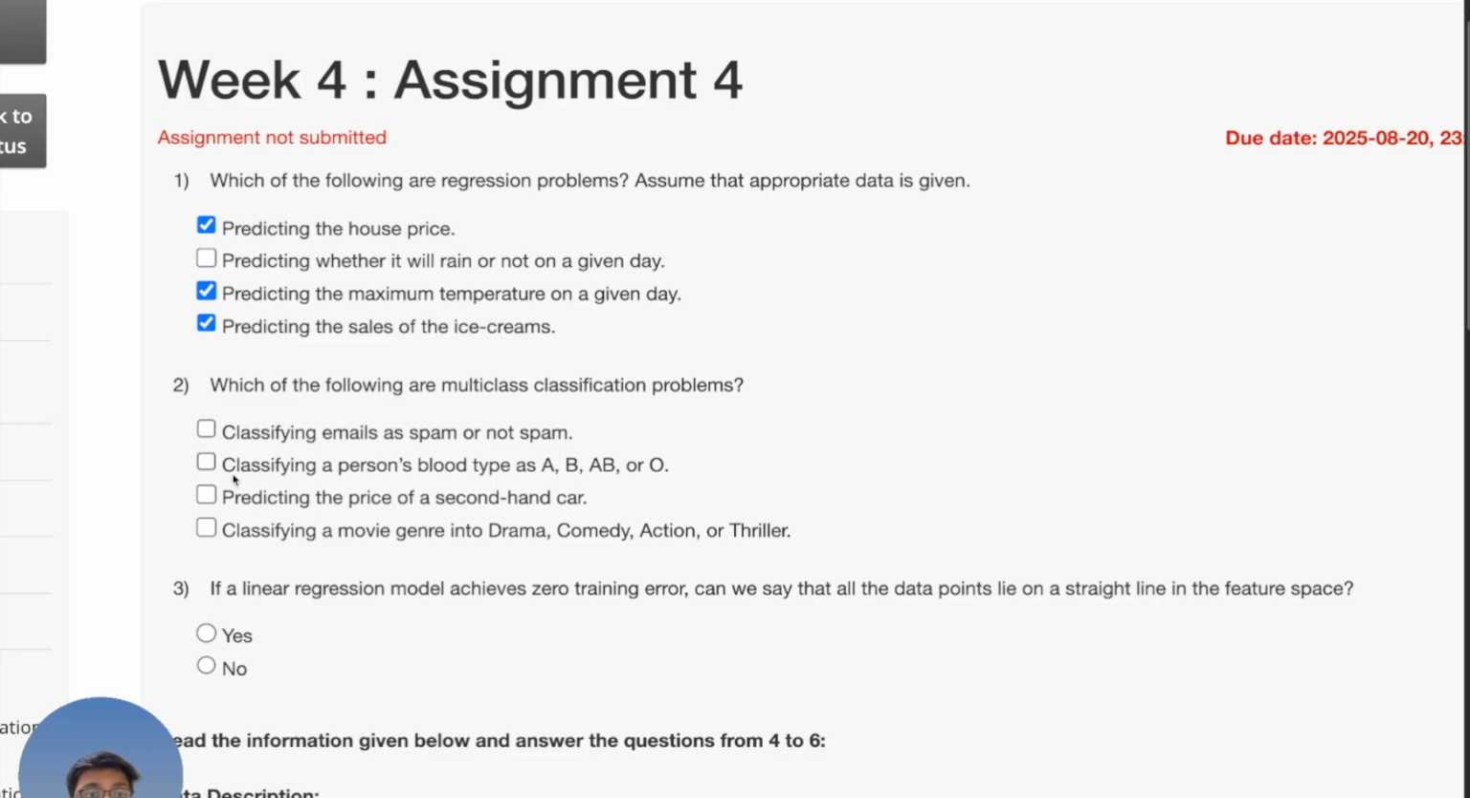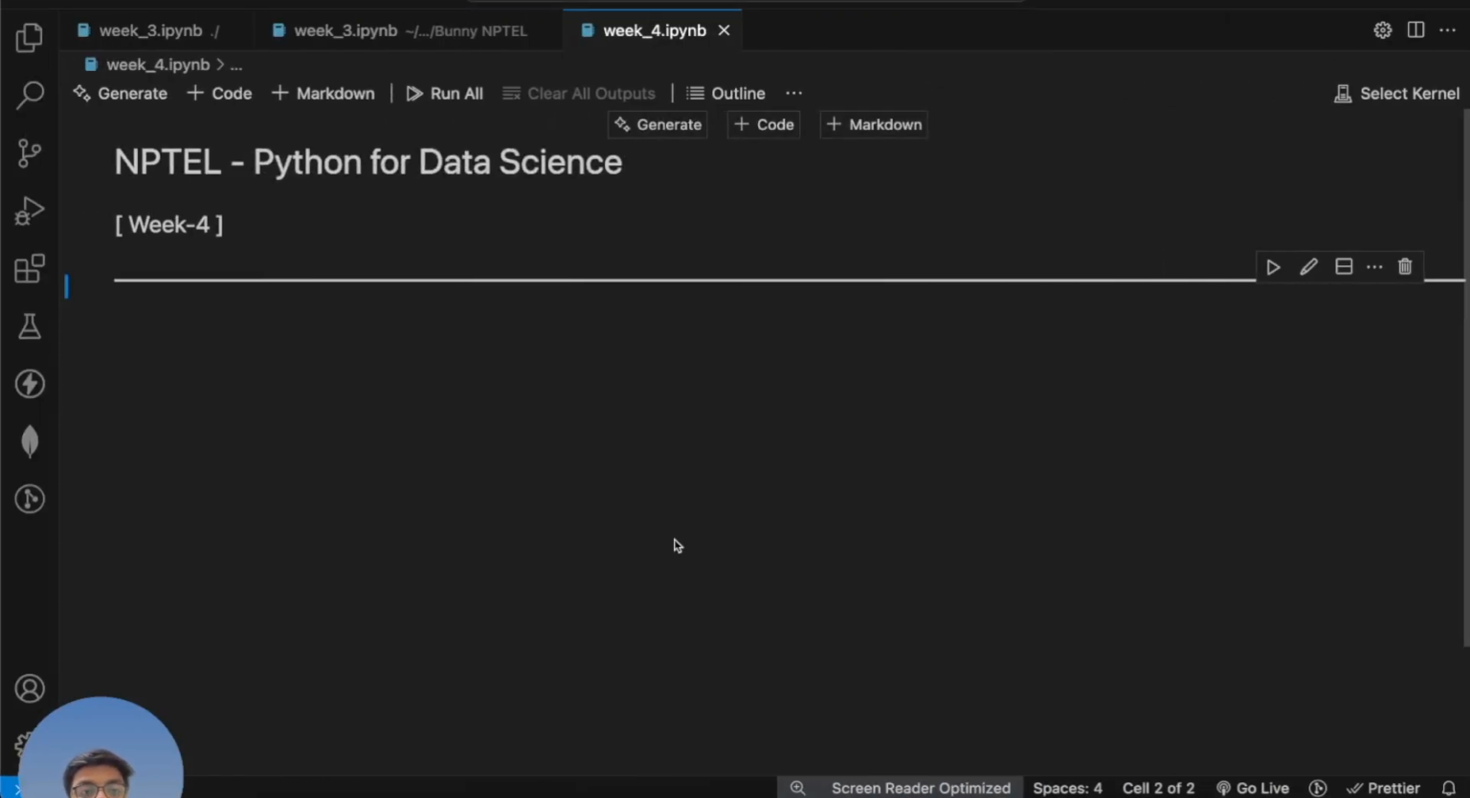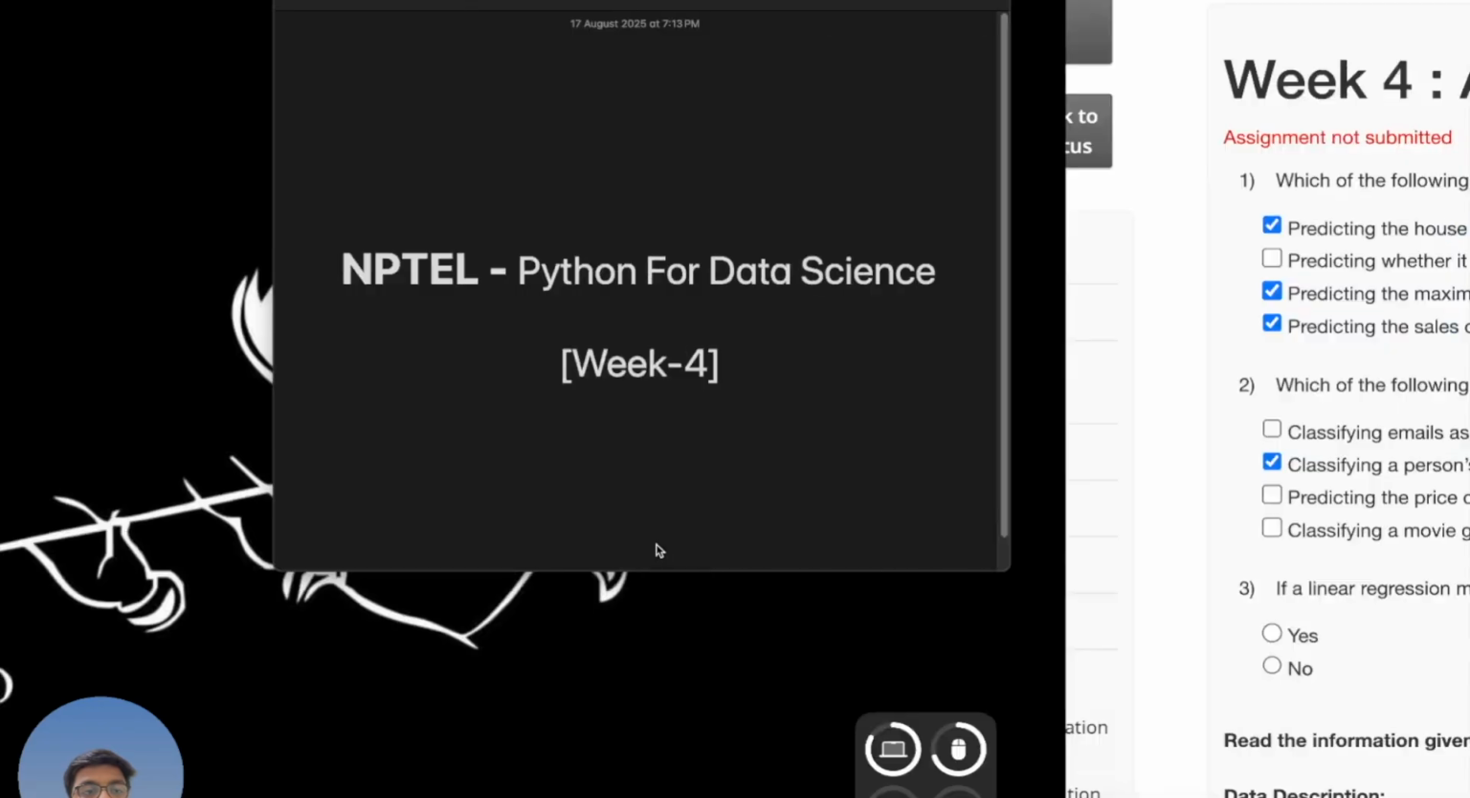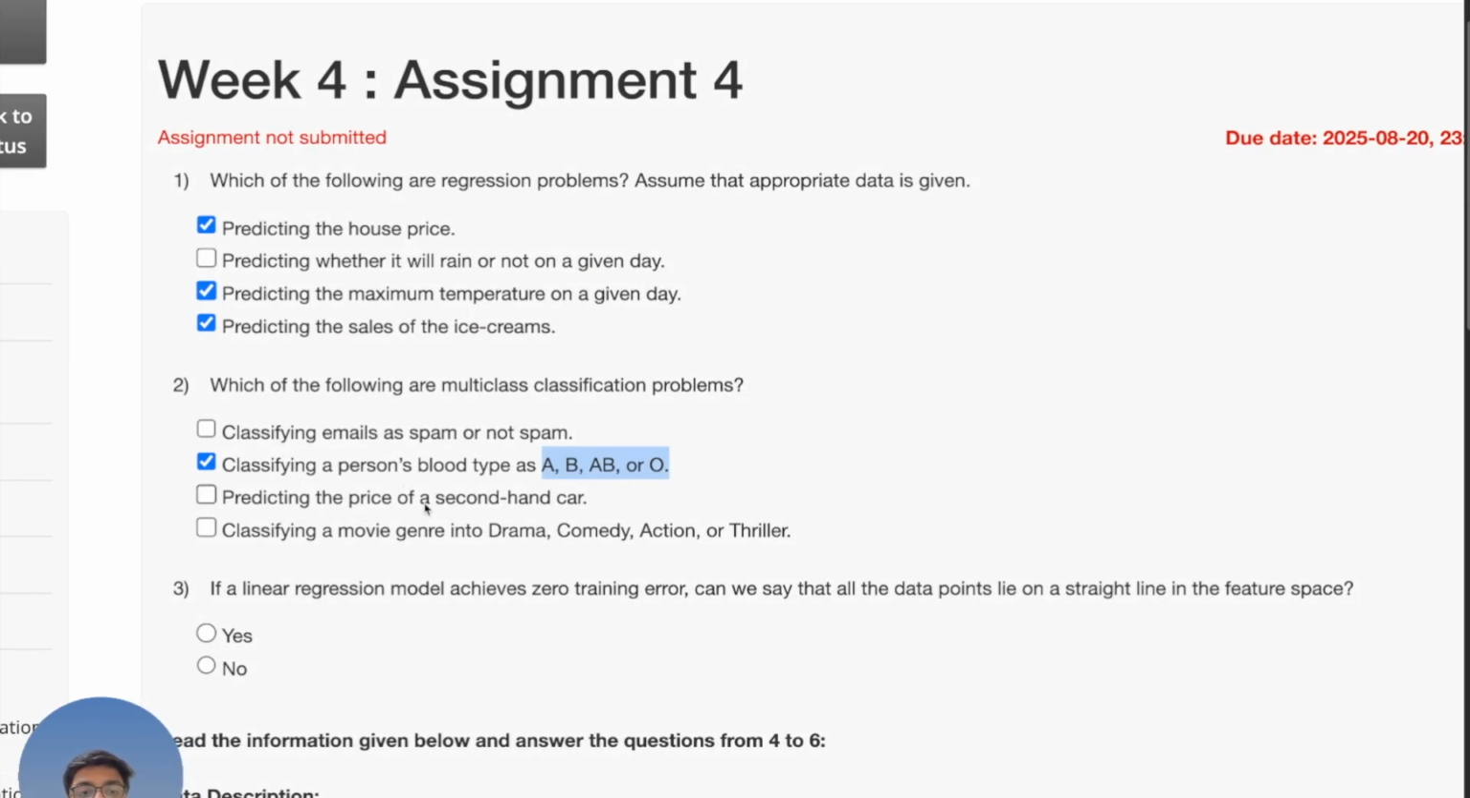Option 2 says classifying a person's blood group type as A, B, AB or O. Yeah, this can be considered multi-class classification because we are having four categories. They are classifying a person's blood group into four categories. Predicting the price of a second-hand car. No, it cannot be considered a multi-class classification because it's a regression problem, right? Yeah, not a classification problem.